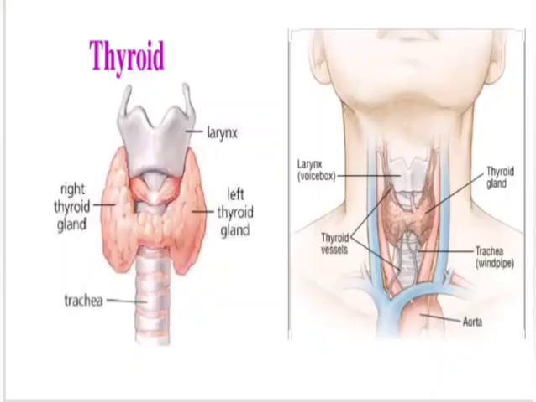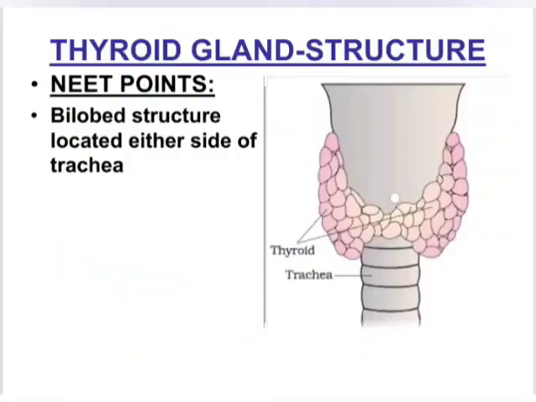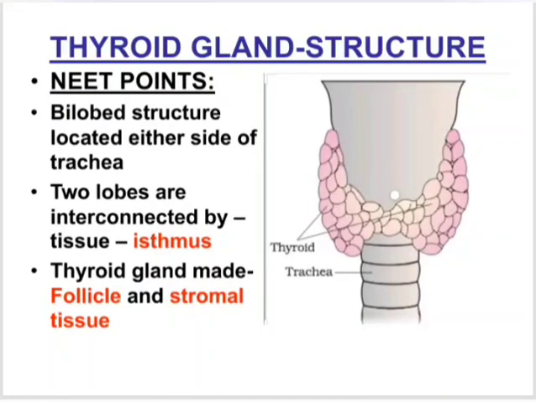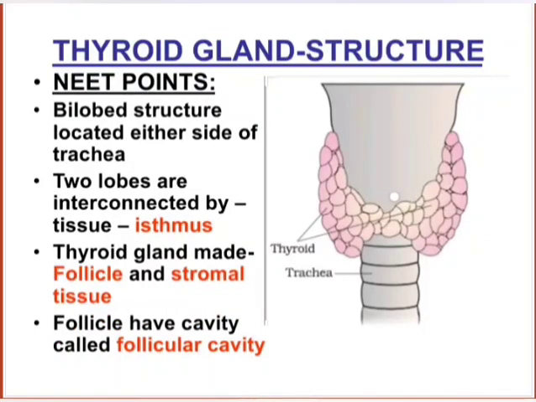Thyroid gland structure. Look at the picture of the thyroid gland, which is located in the neck region, either side of the trachea and in between the larynx and trachea. The thyroid gland is composed of 2 lobes, that is a bilobed structure, located either side of the trachea. These 2 lobes are interconnected with a thin flap of connective tissue called the isthmus. The thyroid gland is composed of follicles and stromal tissues. Each thyroid follicle is composed of follicular cells enclosing a cavity, which is called the follicular cavity.